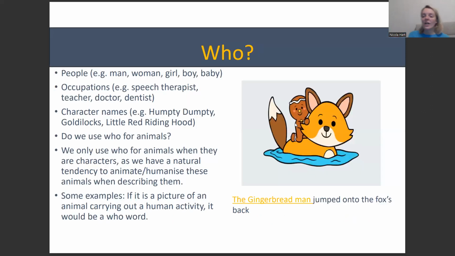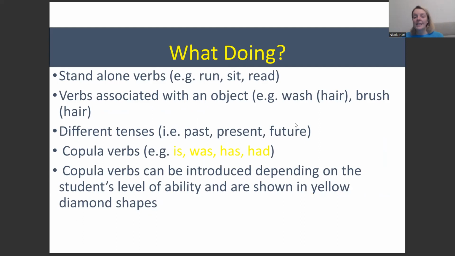There are quite a lot of instructions around what you do with the who, the what, the where, the when, and all of this. But when you're using the who, it's generally to show it's people, occupations, characters. We only use animals when they're characters. So I would use this for the gingerbread man story. It's a really nice one to use. And then we use the animals for the what.